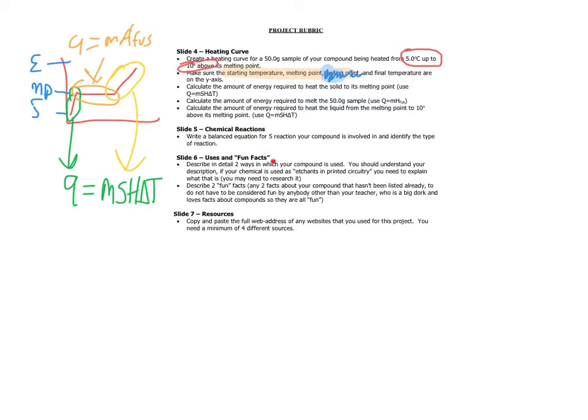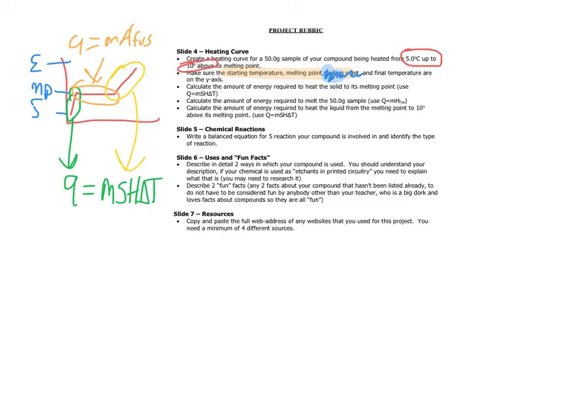Slide 6 is just uses and fun facts. So I'm looking for 2 ways which we use your chemical. Try to make them as modern as possible. Some of these chemicals get used for various things and haven't been used for what they're used for now or whatever. But try to use modern uses. If the use says something like etchants and printed circuitry, you might want to know what that means, and that explains this.